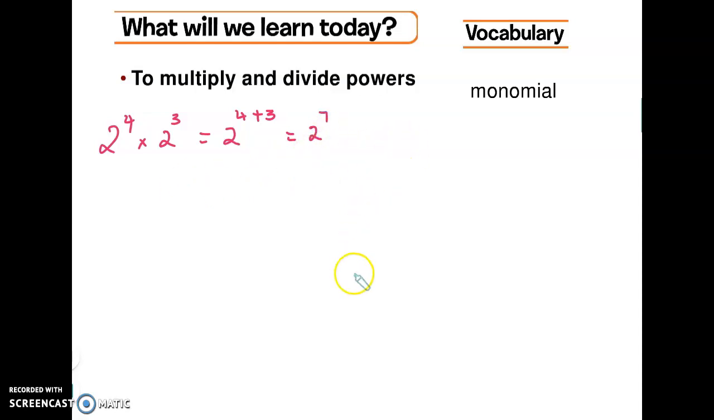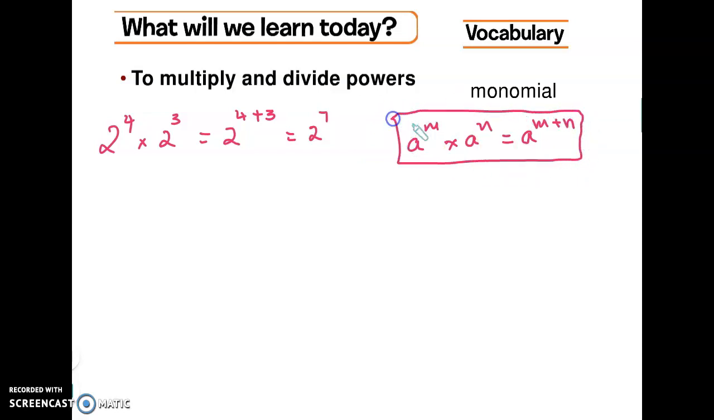Same thing, we can create a formula: a to the m times a to the n, you can write as a to the m plus n. So this is the rule that we need to remember for the exponents. When you multiply two exponents, we add the powers. The vocabulary that we need to learn in this one is monomial, which is just one term.